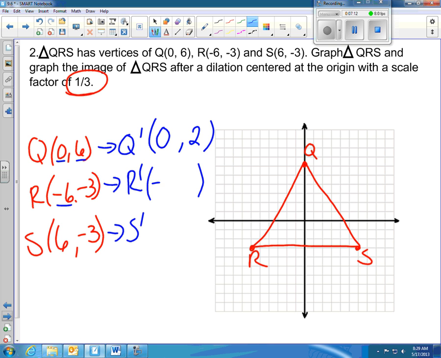-6 divided by 3 is -2. -3 divided by 3 is -1. And let's see here, last one. 6 divided by 3 is 2, and -3 divided by 3 is -1. All right, so we have (0, 2), (-2, -1), and (2, -1). Let's go ahead and graph these. (0, 2) is Q prime. (-2, -1) is R prime. And (2, -1) is S prime.